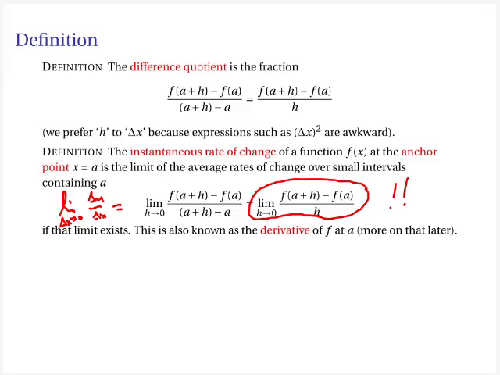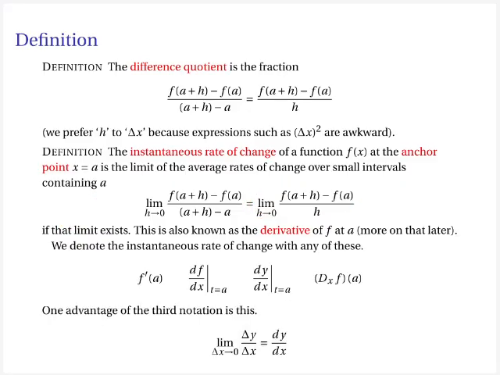It's sort of a monumental step in humankind's long, slow climb from the primordial ooze kind of stuff. I mean, just extremely important, and we're going to spend a lot of time on it because it's important to understand it and to understand all of its ramifications. Okay, so that's the instantaneous rate of change of the function f at the anchor point x equals a, the anchor number x equals a. We'll sometimes also call that the derivative of f at a, but more on that later.